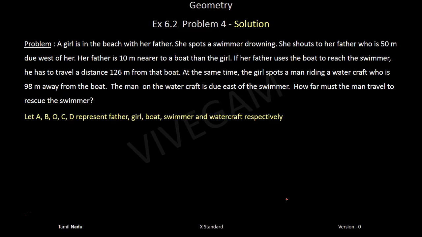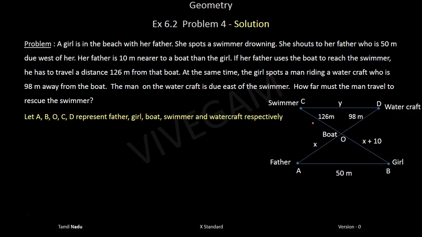Okay, now so let A, B, O, C, D represent the father, girl, boat, swimmer, and the watercraft. Okay, so we have the diagram. And as I explained earlier, I've got all the numbers here, and we know these two triangles are similar to each other, and we know the corresponding angles, right? So this angle corresponds to this, and this angle corresponds to this angle, okay, and this angle corresponds to this angle.